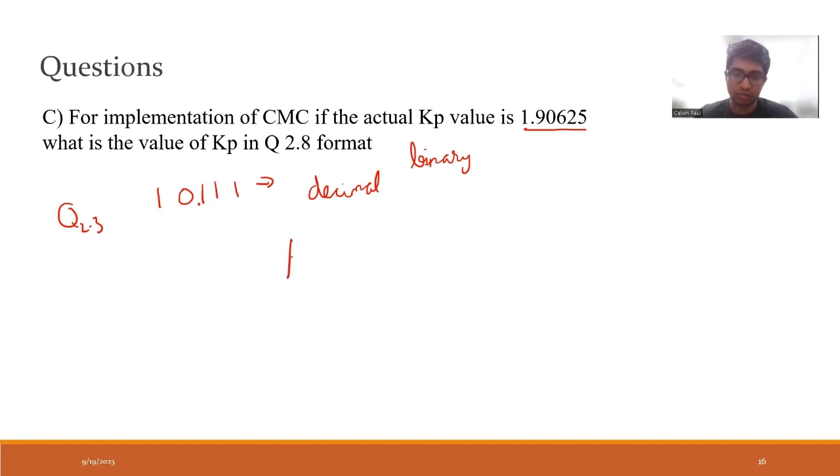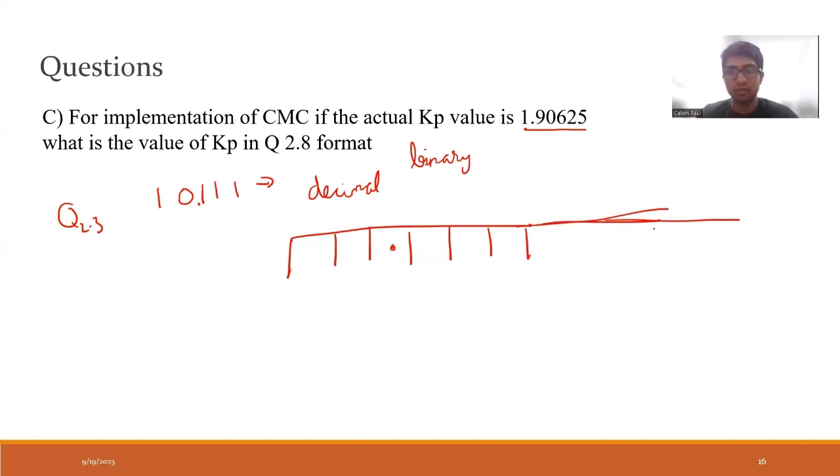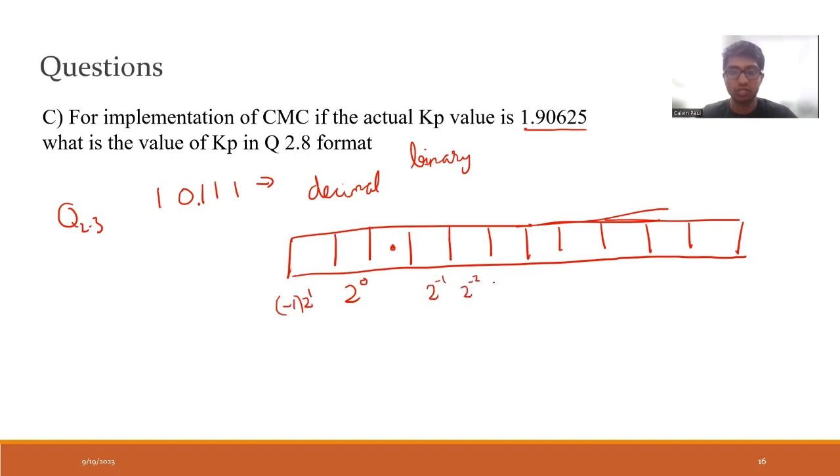I've given a simple example. So Q2.8 is bits 1, 2, and this is my dot, then 3, 4, 5, 6, 7, 8, 9, 10. This is 2 raised to 0. This is minus 1 into 2 raised to 1. Then 2 raised to minus 1, 2 raised to minus 2, 2 raised to minus 3, 2 raised to minus 4, and so on, up to 2 raised to minus 8.